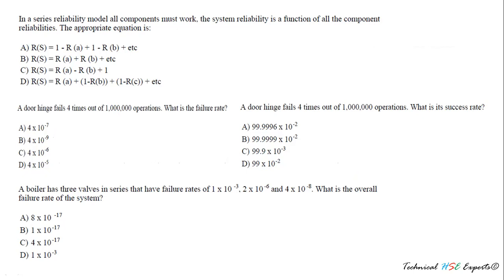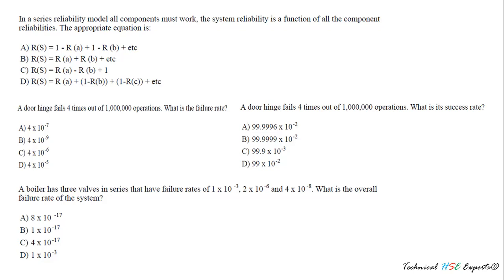So it will be 4 divided by 1 million. That means it fails 4 times out of 1 million operations. That will be option C. So what will be the value for the right hand side question? It fails 4 times out of 1 million operations, but they are asking the success rate.